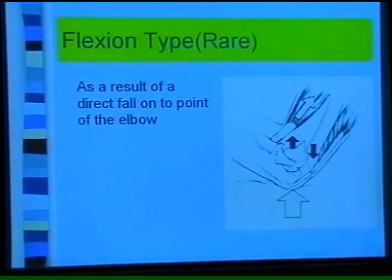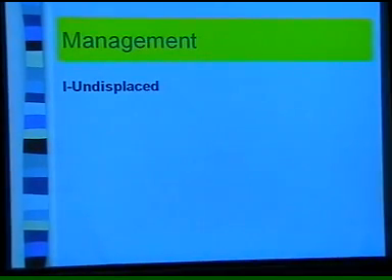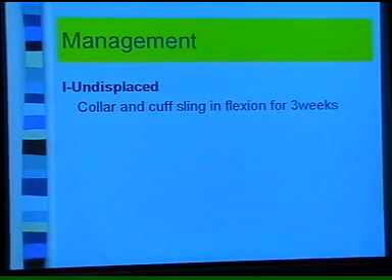Again, this type of supracondylar fracture needs to be recognized when you're manipulating, because the manipulation is going to be the reverse of what you will do in an extension type. It happens as a result of a direct fall on the elbow. Now, how do you manage this? The undisplaced one, in which I said there's no malalignment, can be managed just in a sling for 3 weeks and it will heal. You don't have to do anything.